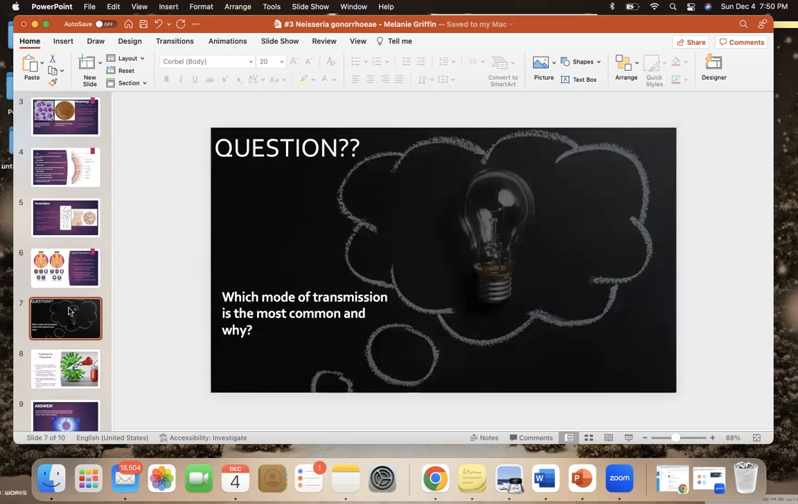Question: which mode of transmission is the most common and why?